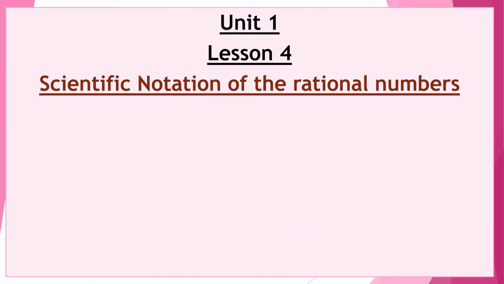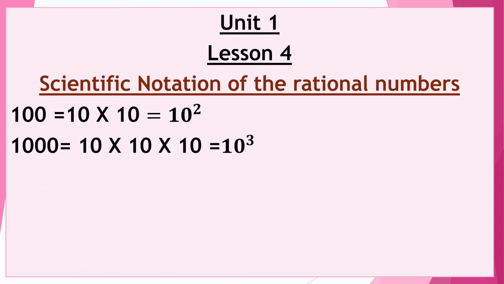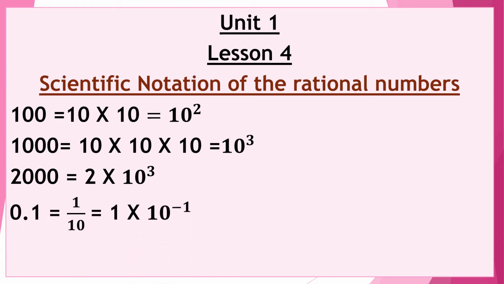First of all, if we have 100, we can write it as 10 times 10, which is equal to 10 power 2. 1000 can also be written as 10 times 10 times 10, equal to 10 power 3. Also 2000 can be written as 2 times 10 power 3. 0.1 is 1 over 10, which is equal to 1 times 10 power negative 1.